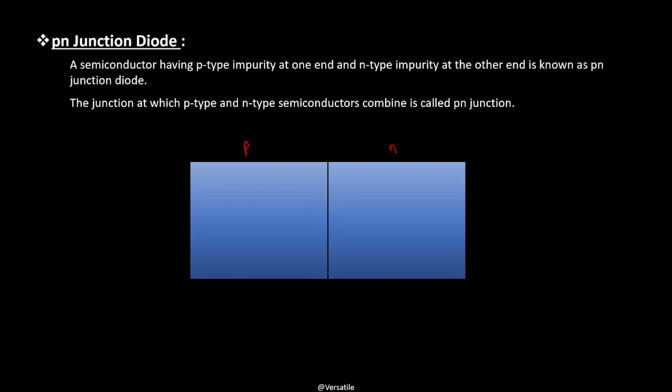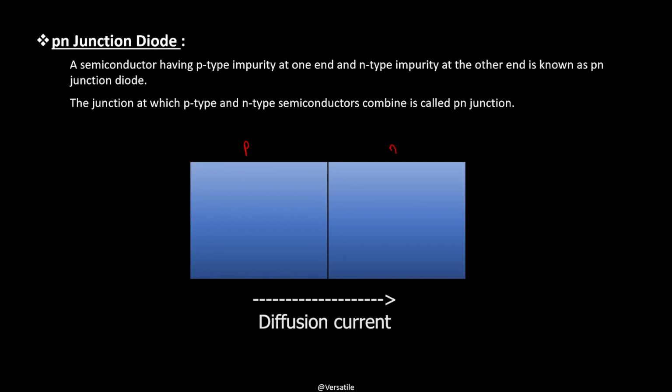Due to pressure gradient, air flows from high pressure to low pressure. Due to potential gradient, current flows from higher potential to lower potential. And similarly, due to concentration gradient across p and n sides, holes diffuse from p side to n side and electrons diffuse from n side to p side. And this motion of charge carriers gives rise to diffusion current across the junction.